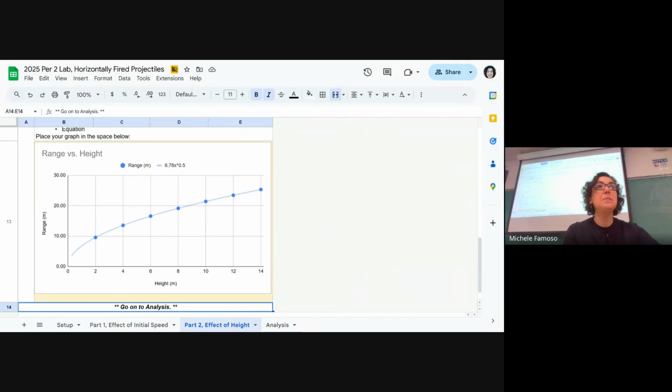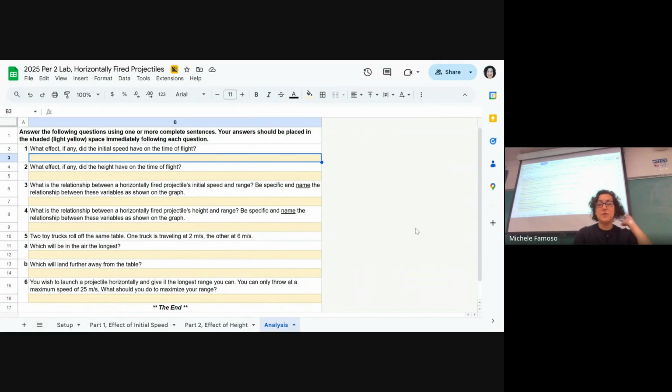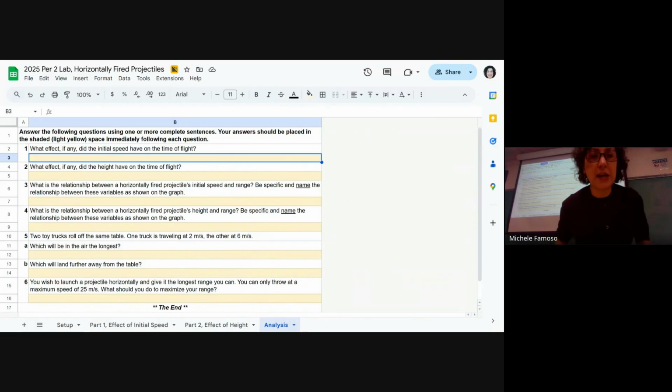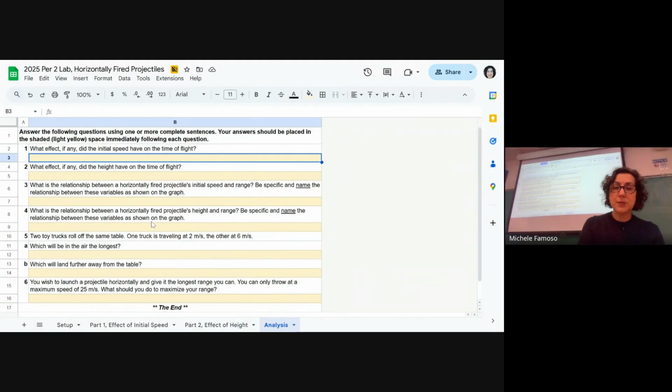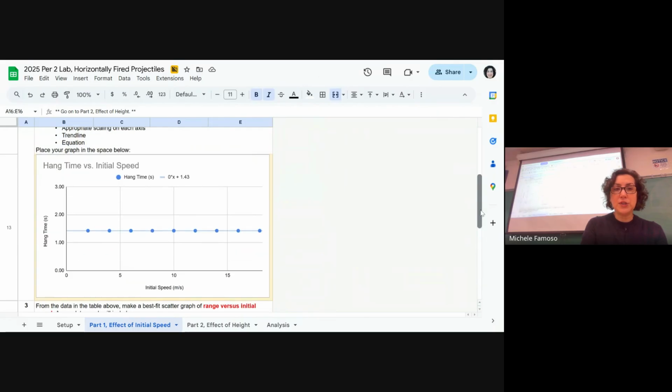You ready to do that with me? We're almost done. Let's go to the analysis tab. Question 1, and we're going to answer these by referring back to our graphs and the data that we collected in each part. So the first question asks us, what effect, if any, does the initial speed have on the time of flight? So where did we test initial speed? In part 1. See, it says part 1, effective initial speed. So let's go there. Let's look at the hang time, which is the time of flight. If I change this speed, did that change the hang time?